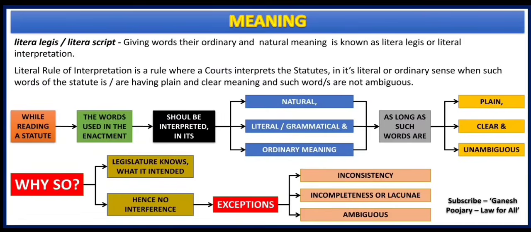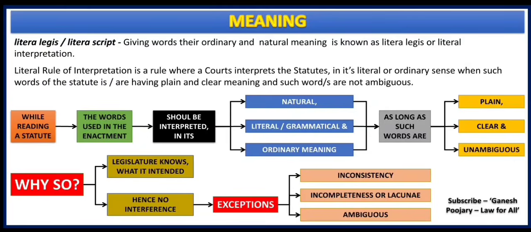Now you might be getting a question: why so? Why the literal rule of interpretation? The reason behind it is, who is making the law? The legislature is the one which makes the law. It is the right and liability of the legislature to make laws. And when the legislature makes laws, it knows the intention of that particular law. Now, when it knows the intention and the same is expressed in plain, clear, and unambiguous words, there should not be any interference from the judiciary on those words, and they should be applied in their natural, literal, grammatical, and ordinary meaning only.